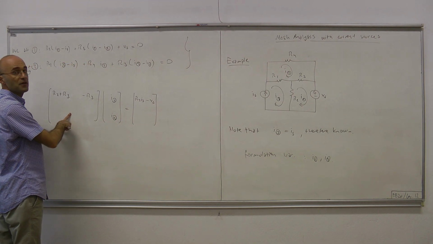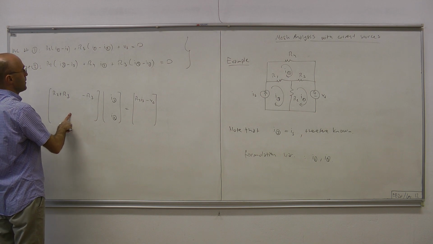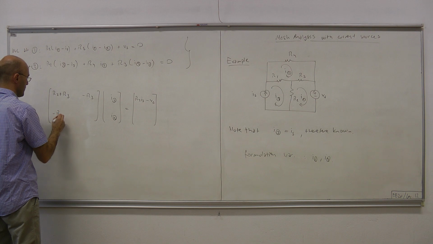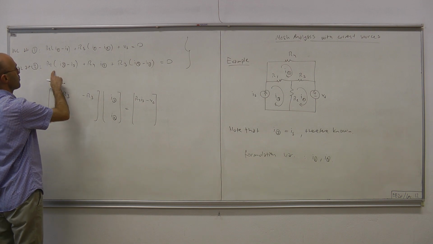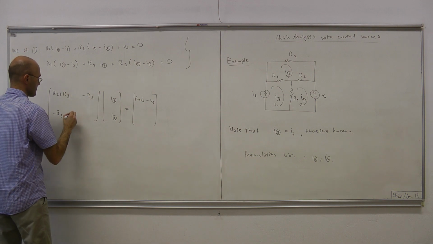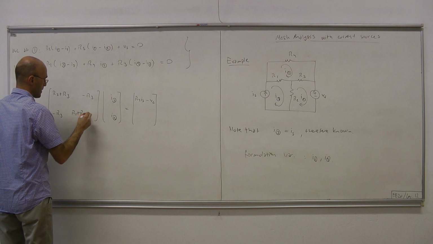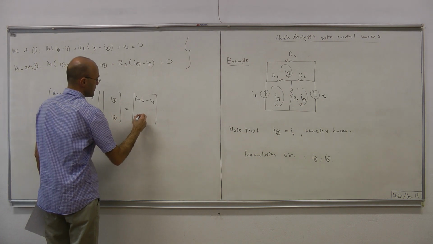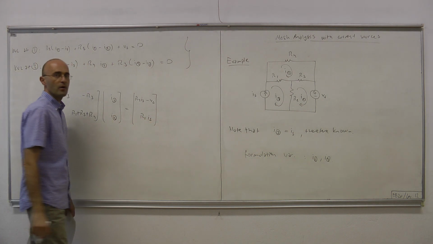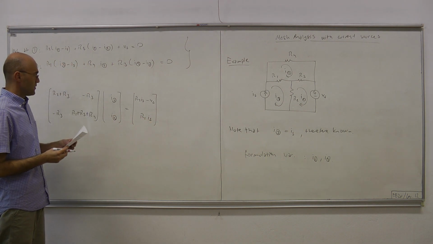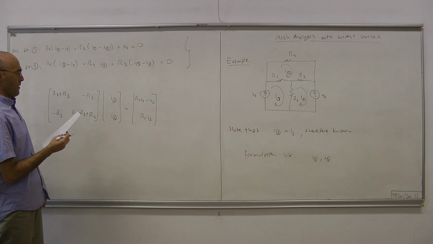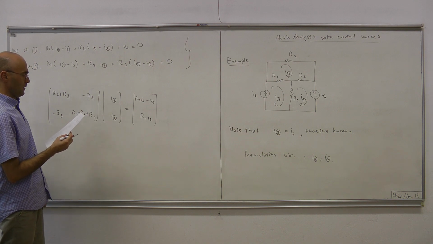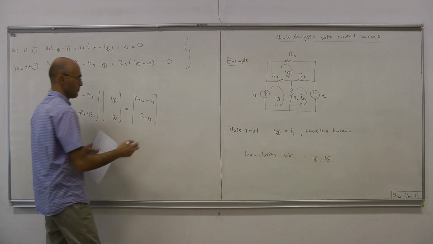For the second row, we look at the second equation. For I1 we have minus R3. For I2 we have R1, R4 and R3. And what remains is R1 times IS. And this is the equation in matrix form.